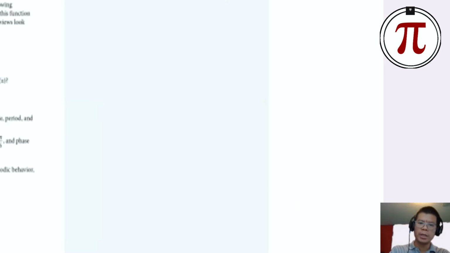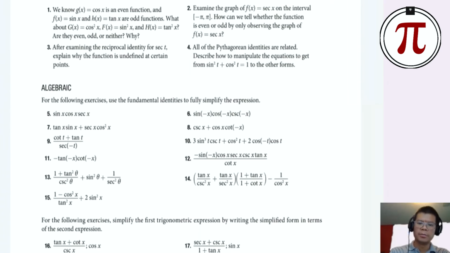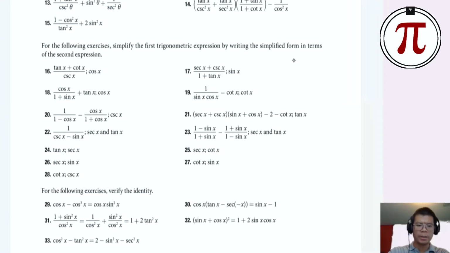Number 29. For the following, verify the identity. For this one, we want to see that the left equals the right. So the left is cosine x minus cosine cubed x equals what? They have common terms, right? Cosine x. So it is cosine x times one minus what? Cosine squared x.